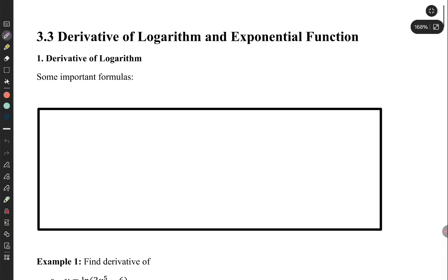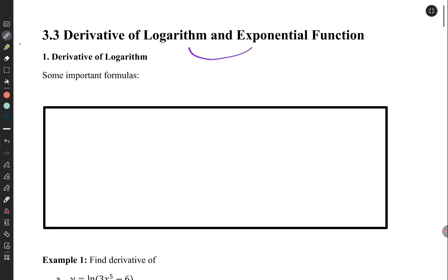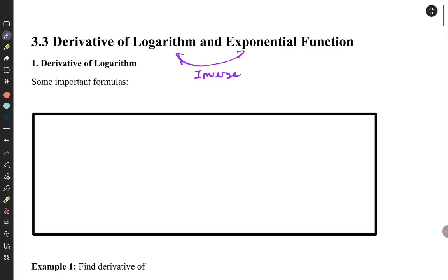Derivative of logarithm. This section is about logarithm. You cannot talk about logarithm without mentioning exponential. They are twins. They are inverse of each other. One more time, I'll remind you again: these two are inverse of each other. And what does it mean?